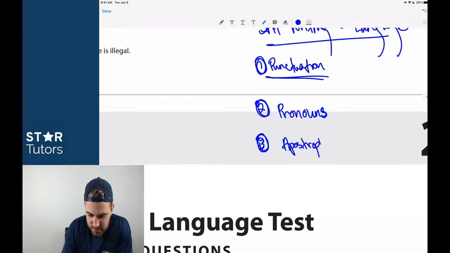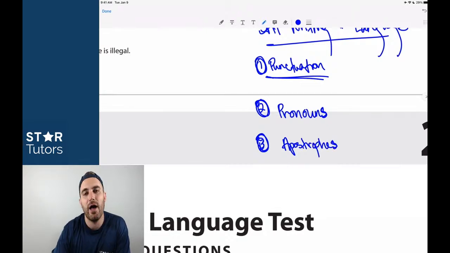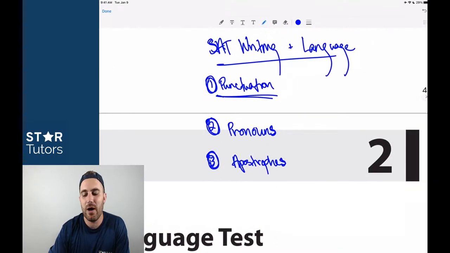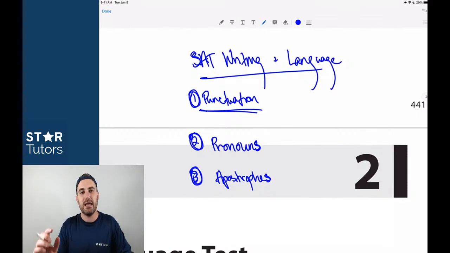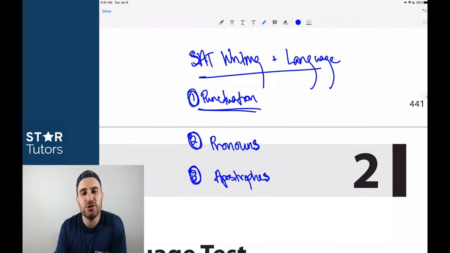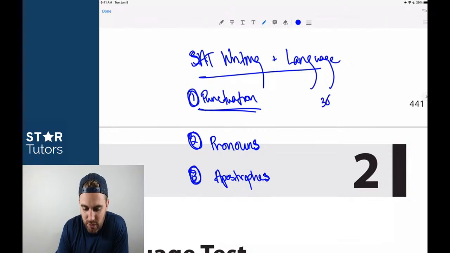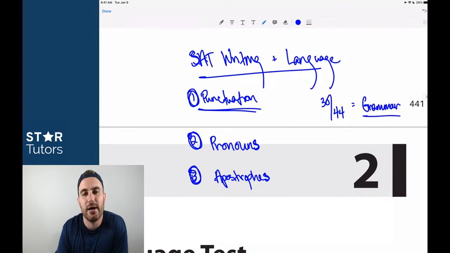And just to give you some perspective on how helpful this can be, I'm convinced that if you put in the hard work and the effort, you will always do well on this. If you do those 3, let's just say that out of the 44 questions, 30 out of 44 are grammar. If you want to write down, this is a true statement, these are grammar rules.